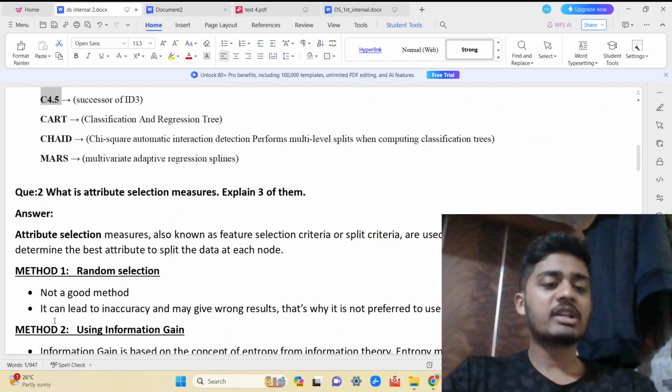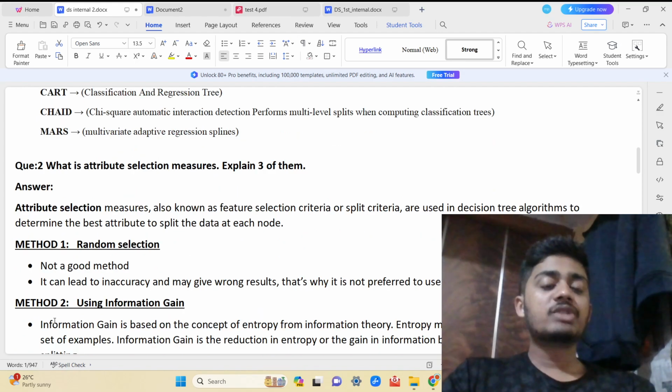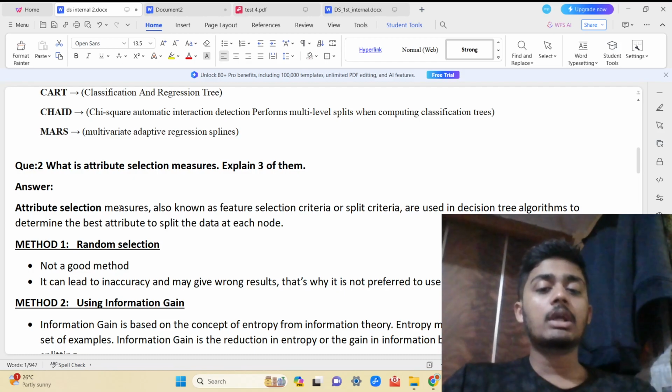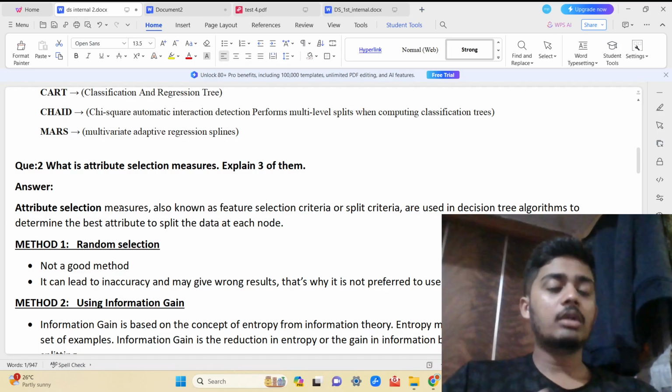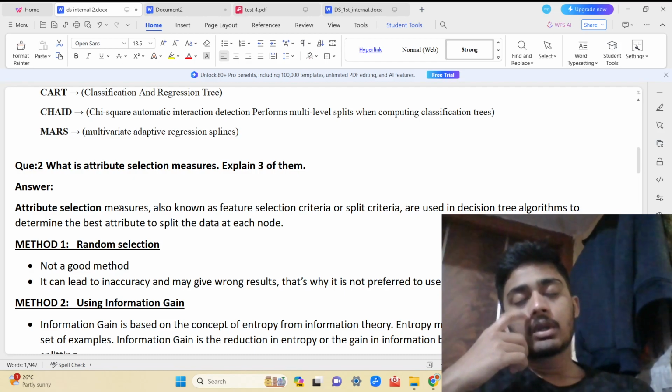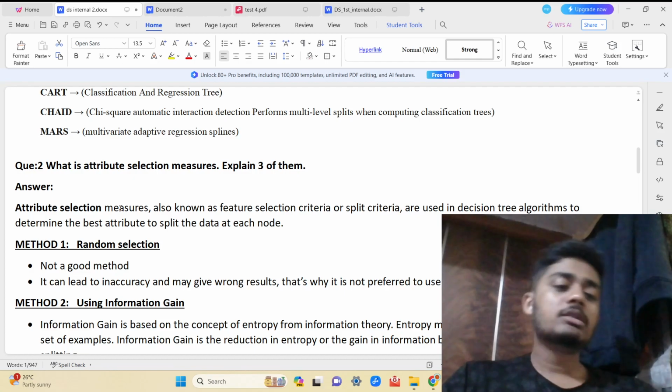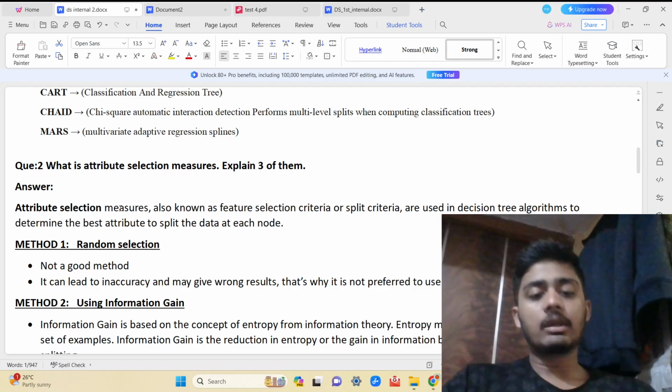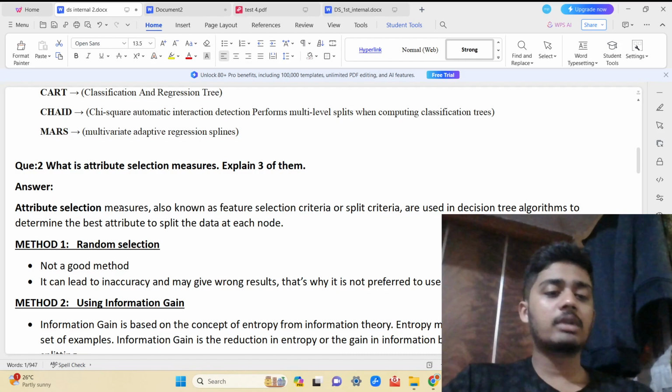Now let's go into the second question, that is, what are attribute selection measures? Explain three of them. Attribute selection measures, also known as feature selection criteria or split criteria, are used in decision tree algorithms to determine the best attribute to select at each node. The first method can be random selection. It has some disadvantages: it is not a good method and it can lead to inaccuracy and give wrong results, as random values or selections are given.